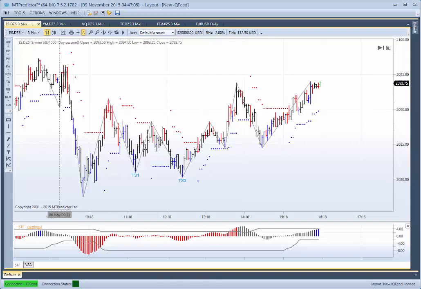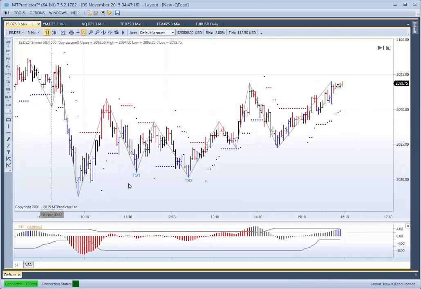In today's MTPredictor video, I'd like to look at how the US E-minis unfolded yesterday, which is actually Friday, November the 6th. First, let's have a look at the ES, and as normal, I want to look at the large degree trend.